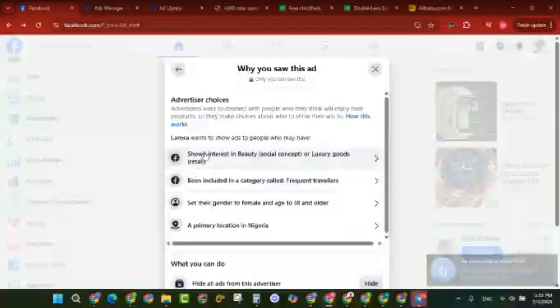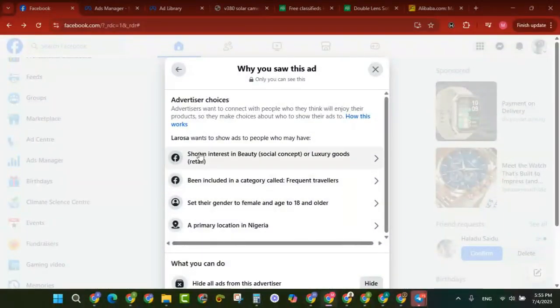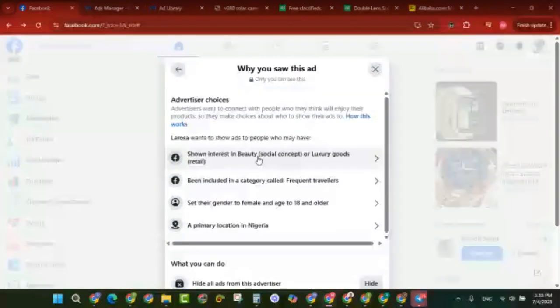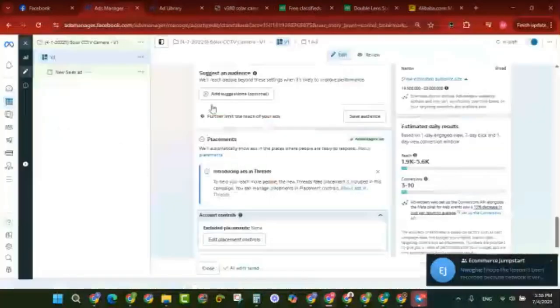You can see this one now. The reason why I'm seeing this ad is because the person running the ad wants to show it to somebody who has shown interest in beauty, social concept, or luxury goods, being included in a category called frequent travelers. Set their gender to female and age to 18 and older, and primary location is Nigeria. Do you understand? So these are the set of people this person is targeting. Because I'm categorized as one of those people, that's why I'm seeing this ad with this particular Facebook account.